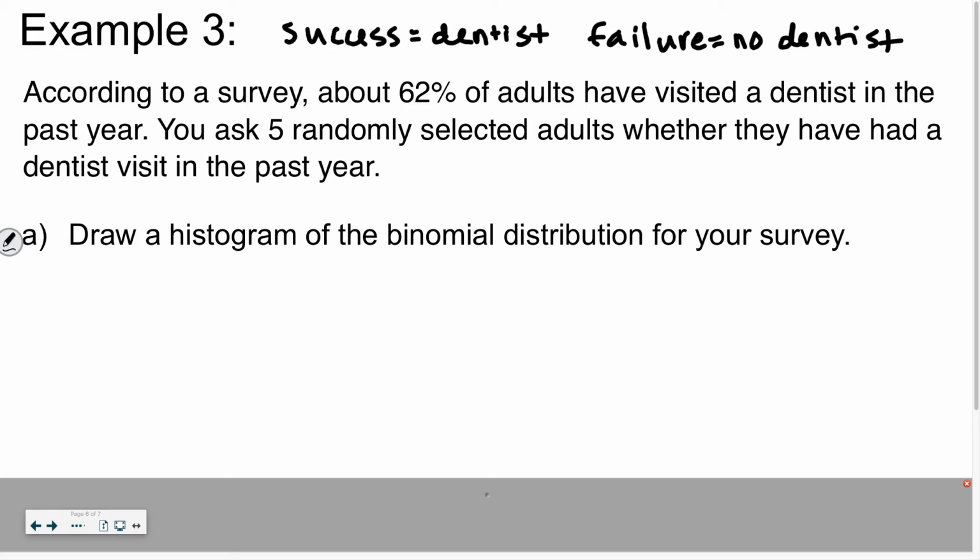Okay, now we need to try to pick out all the numbers that we're going to be using in that formula. So one of the numbers we need is n, our total trials. Anybody think they can find the total trials in that problem? 5. Yeah, we're randomly selecting 5 people to ask if they've gone to the dentist or not. So our n is 5.